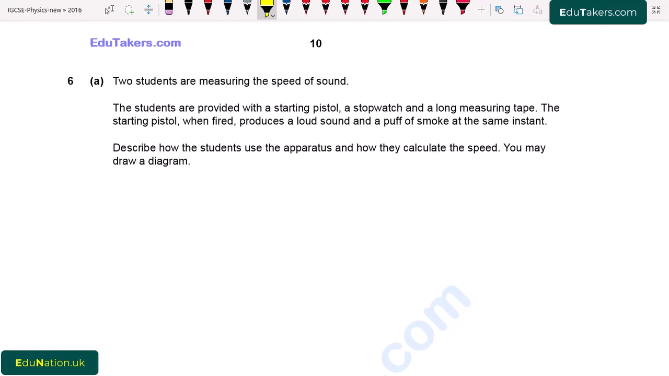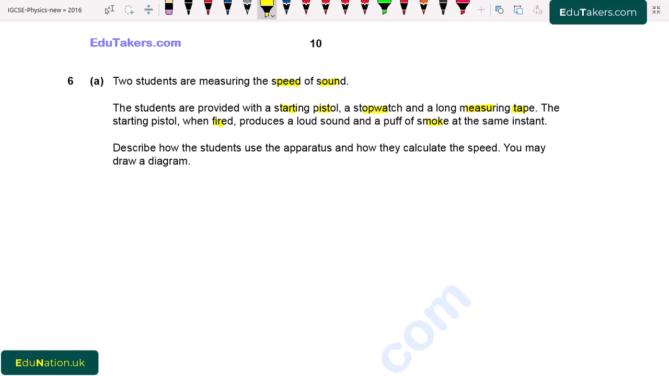Question number 6, part A. Two students are measuring the speed of sound. The students are provided with a starting pistol, a stopwatch, and a long measuring tape. The starting pistol, when fired, produces a loud sound and a puff of smoke at the same instant. Describe how the students use the apparatus and how they calculate the speed. You may draw a diagram.